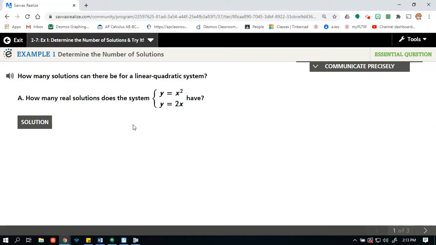Today we're going to look at topic 2, lesson 7, example 1, determine the number of solutions. We're going to be looking at linear quadratic. We've seen linear and linear in the past, and we've seen just linear, I believe. So this is our first time really looking at the linear quadratic system. So how many real solutions does this system have?